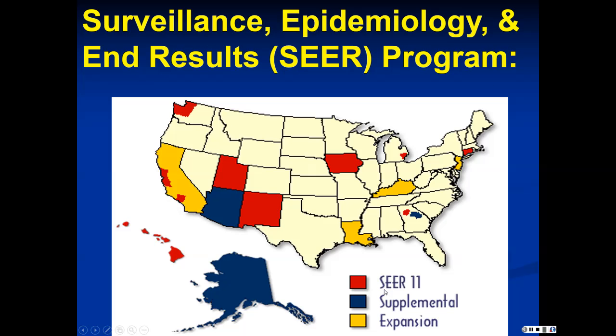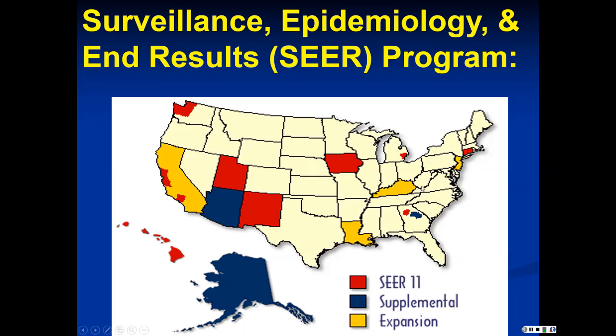So there's a map showing the SEER registries and explaining when they were first included. The SEER program started in the 1970s with the states and metro areas shown in red. Connecticut is the oldest cancer registry, not only in the country but in the world. The statewide Connecticut Cancer Registry dates back to the 1930s.